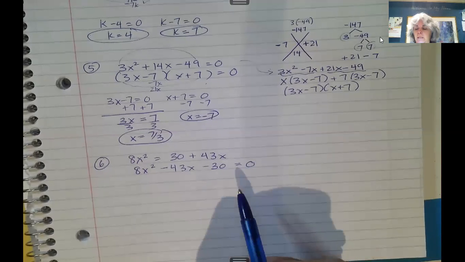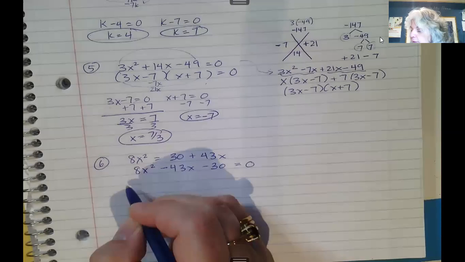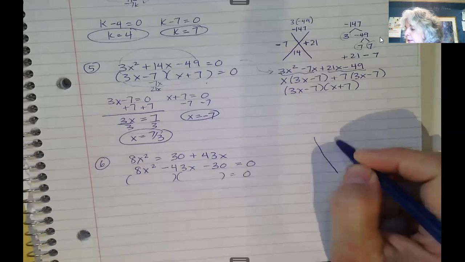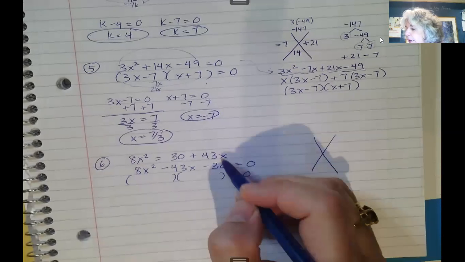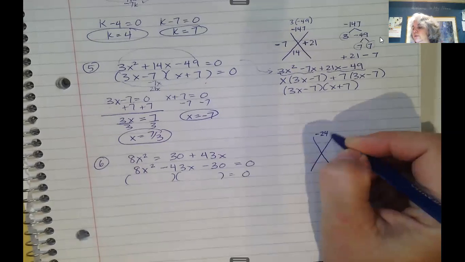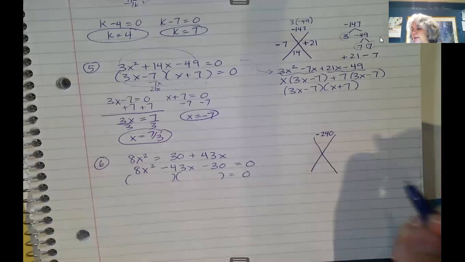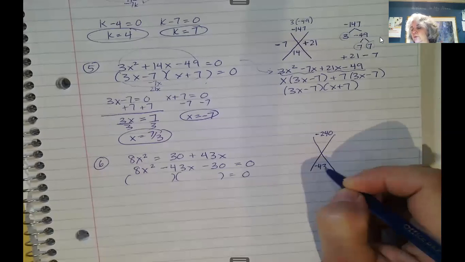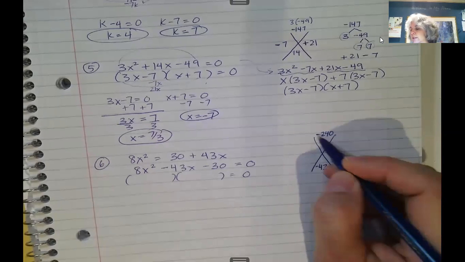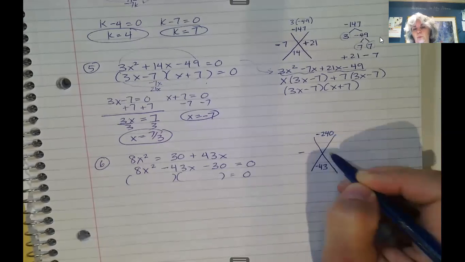Okay, let's see if we can factor this. Set this up. Again, I want to use the x method. I want to multiply 8 times 30, and that's a negative 30, so it's going to give me a negative 240. And then it has to be adding to negative 43. Again, this is going to tell me if that's a negative, then one of these is negative and one of these is positive.